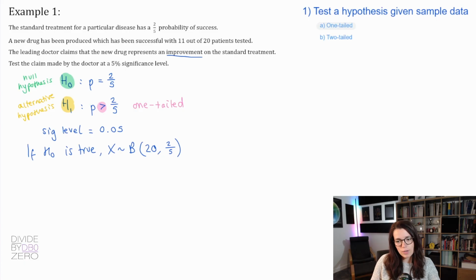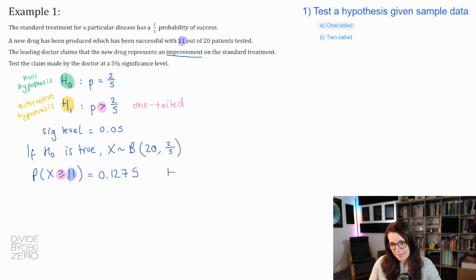To do the test, we want to find the probability that X is greater than or equal to 11. Using greater than or equal to, because the alternative hypothesis is also using greater than. We're using 11 because that's how many successful patients we had in our sample. If you work this probability out using your calculator, you will get 0.1275. Now we need to decide whether that's significant or not.